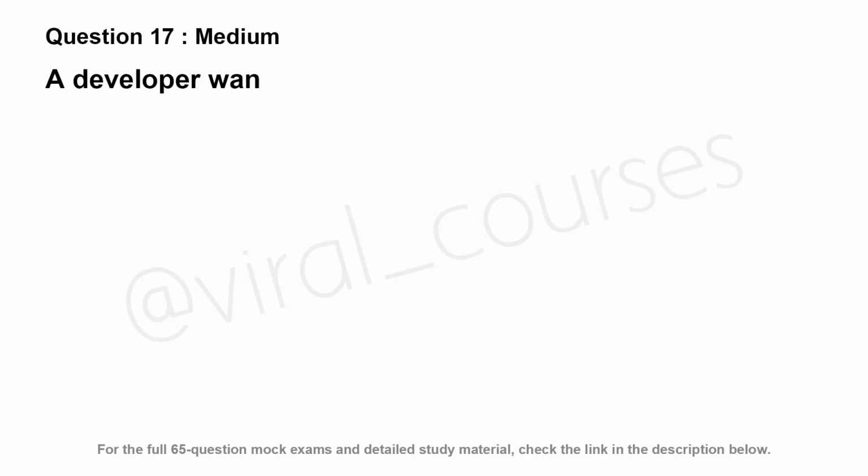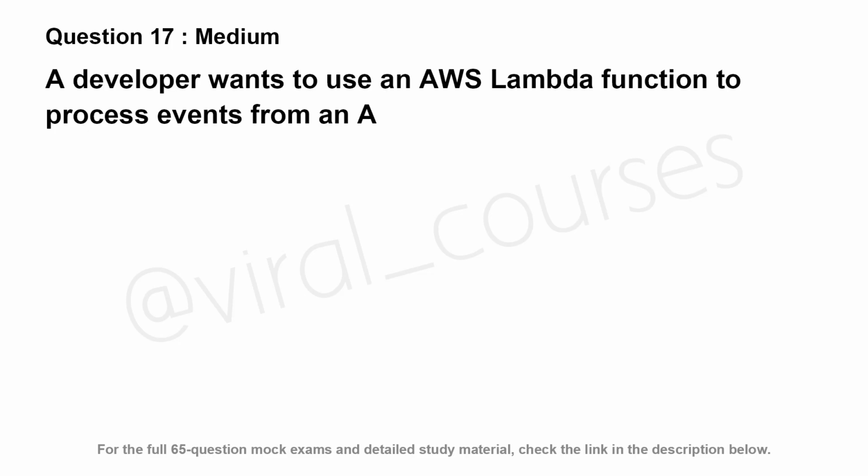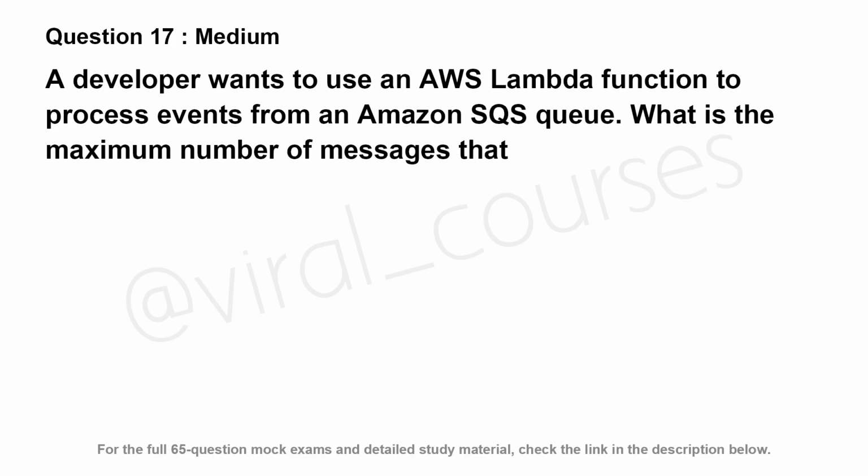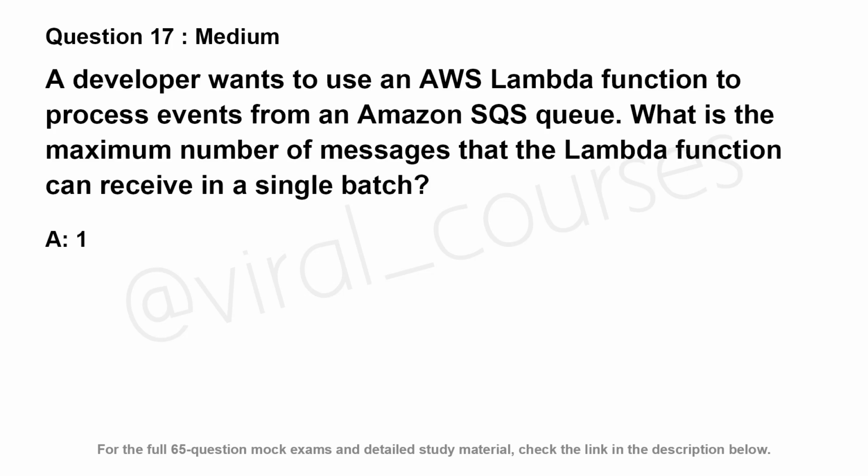A developer wants to use an AWS Lambda function to process events from an Amazon SQS queue. What is the maximum number of messages that the Lambda function can receive in a single batch? Option A, 1. Option B, 10. Option C, 100. Option D, 10,000.